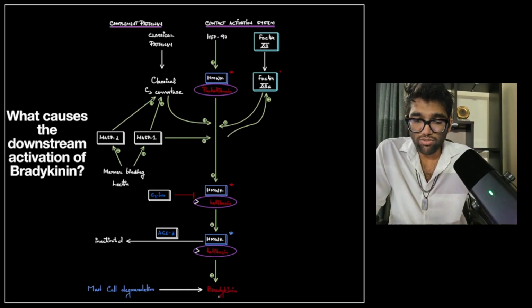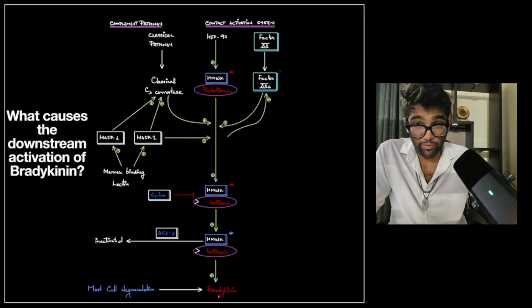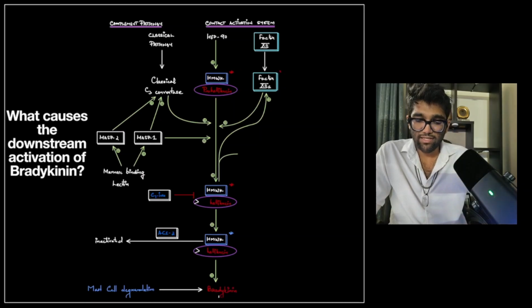So all of these three pathways, as you can see, downstream activate bradykinin. It becomes quite clear that if you have a gain of function mutation in factor 12, that would result in excessive activation of kallikrein, and then downstream activation of bradykinin. That is pretty obvious.